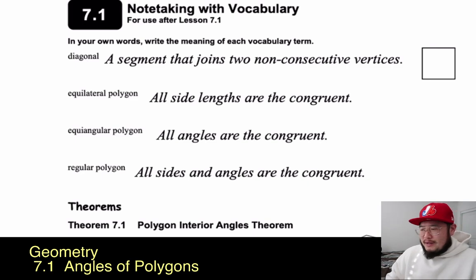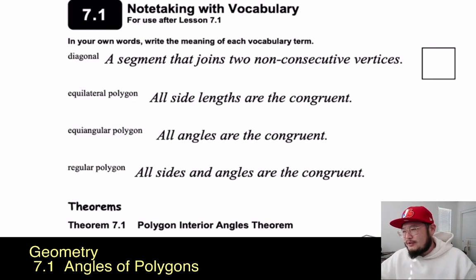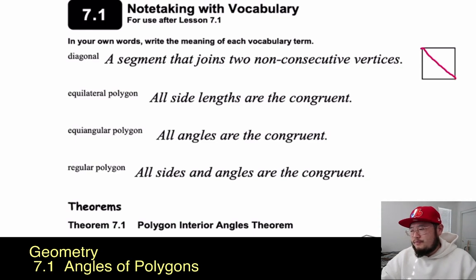The first one is a diagonal, which is a segment that joins two non-consecutive vertices. So if I were to draw a diagonal right here in this quadrilateral, it would be from one vertex to the opposite. Okay, we could do the same right here from one to the other. So any two non-consecutive vertices.